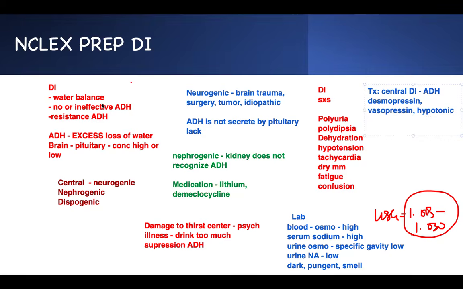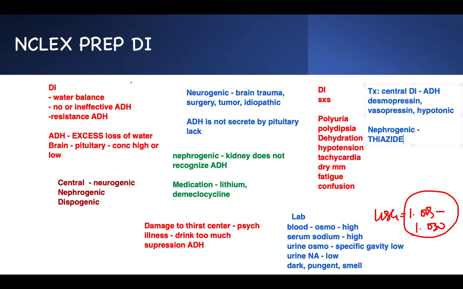If it's nephrogenic, it's the kidney, right? Nephrogenic is because you're taking certain medication like lithium or you're taking demeclocycline. Stop the demeclocycline. That's all. Or if it's lithium, stop the lithium. But if you cannot stop the lithium, there's a medication you can give. This is thiazide. Don't forget, thiazide is the number one medication for the treatment of nephrogenic diabetes insipidus.